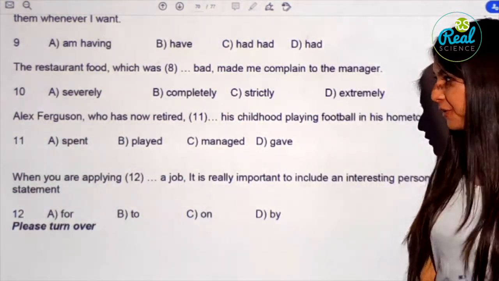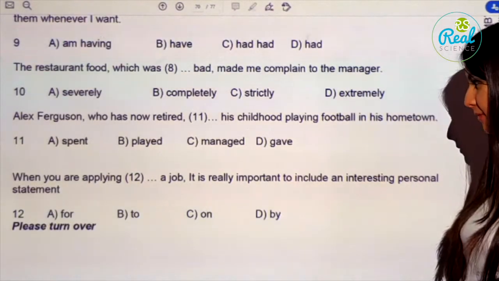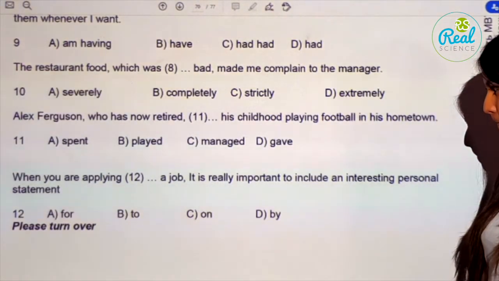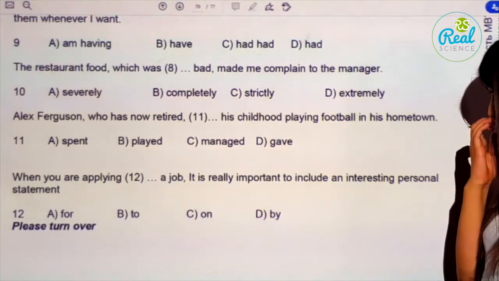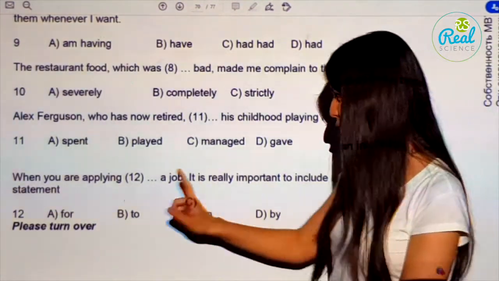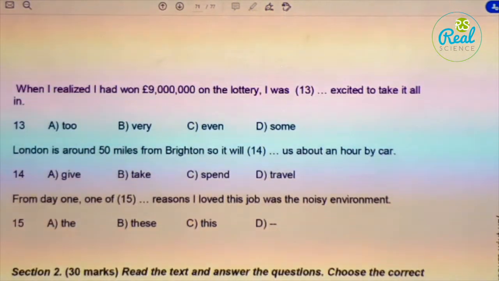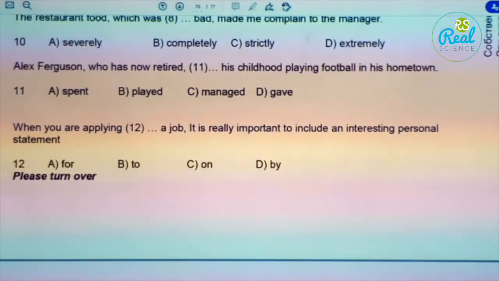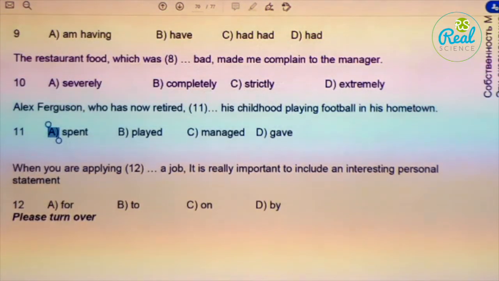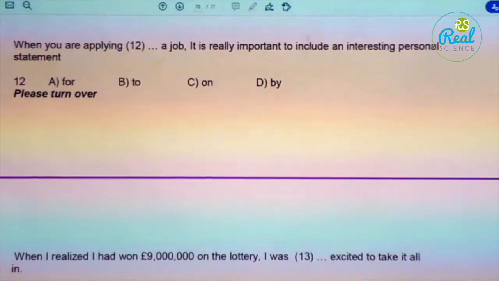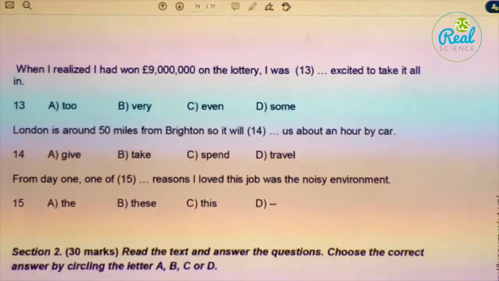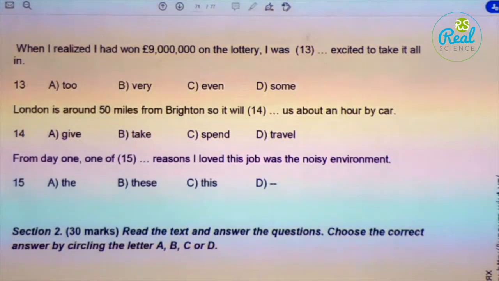So 12. When we are applying for a job, it's really important to include an interesting and personal statement. Good job. When you apply for a job, A1 is correct. Nice. What is the correct answer in 11? A. Spent. A1. You have 5 seconds. Nice.